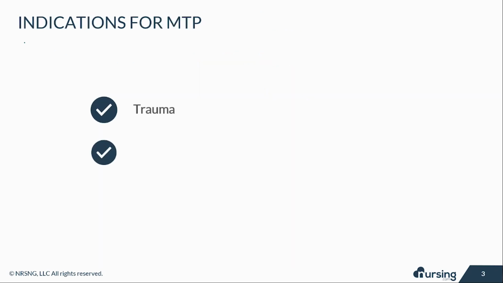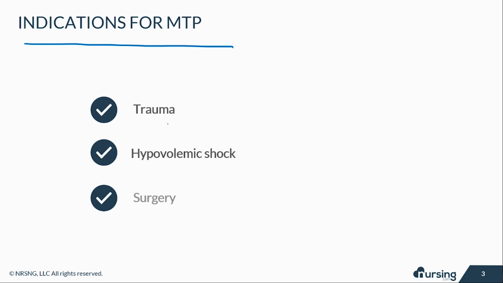So why would somebody need an MTP? Well, obviously trauma would be a big cause. Think of somebody in a motor vehicle accident who has had pretty significant trauma and is bleeding everywhere. Or somebody who is in hypovolemic shock because of hemorrhage. Somebody who's had a GI bleed or a ruptured aortic aneurysm.